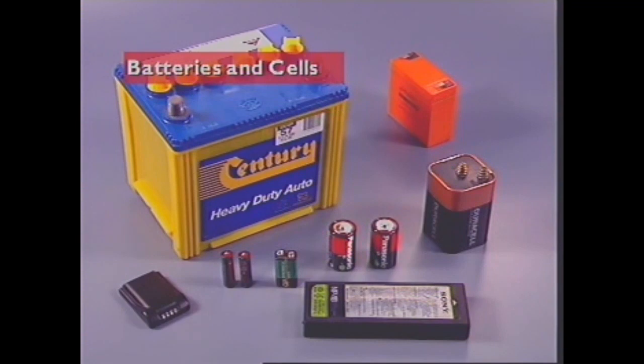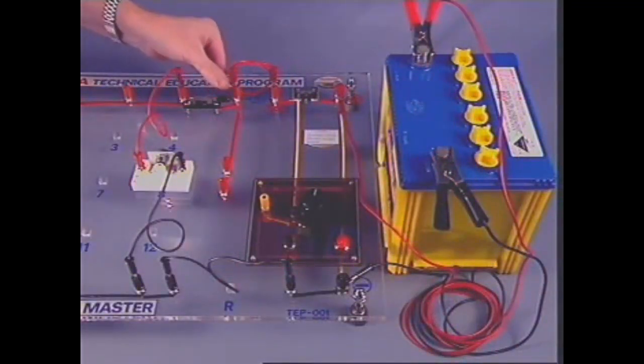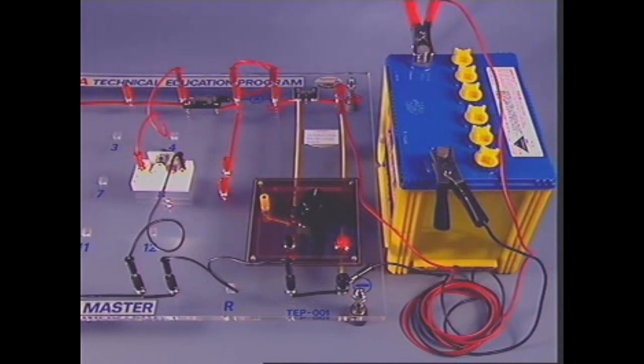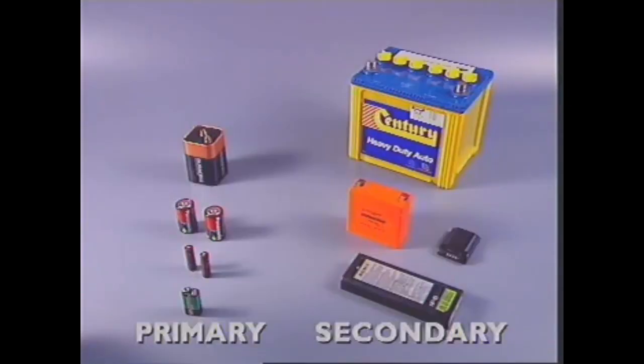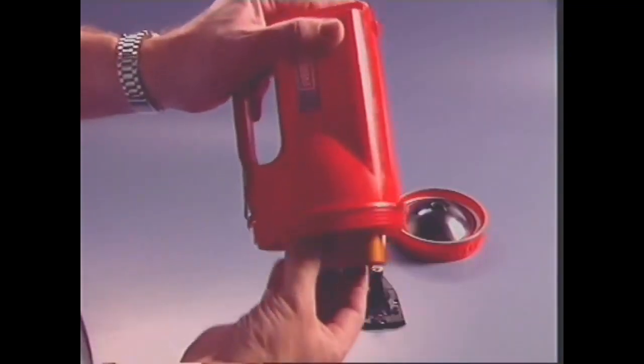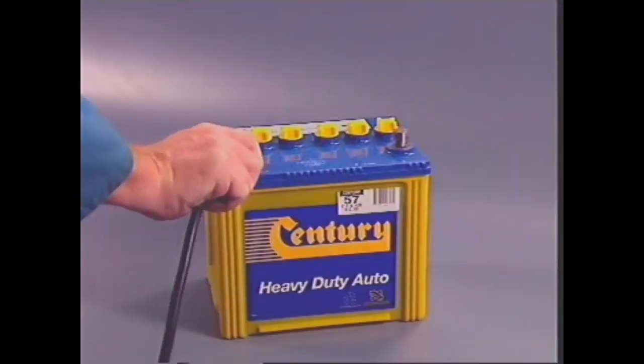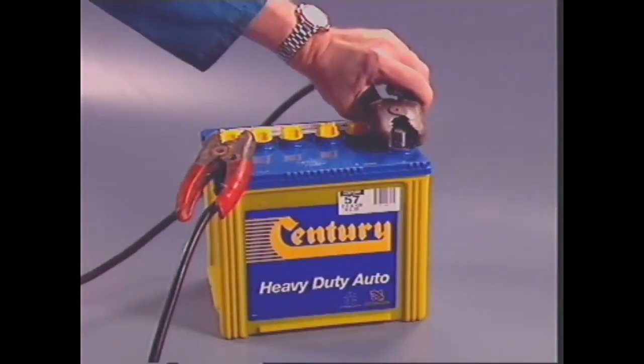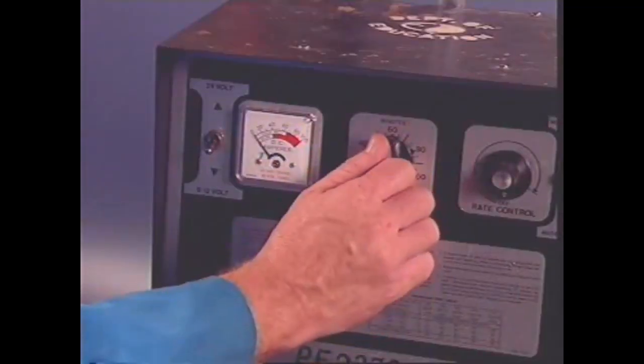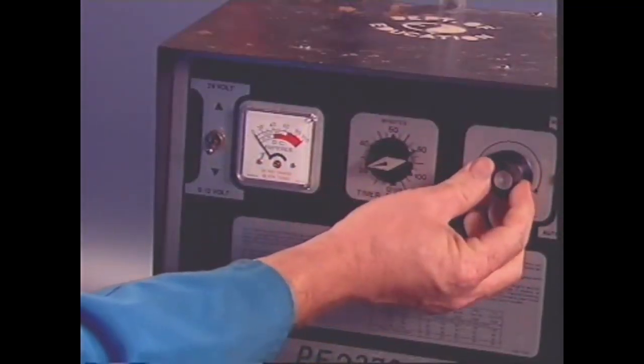This section examines batteries and cells. Electrochemical cells transform chemical energy into electrical energy. There are two types, primary and secondary. In a primary cell, this transformation is not reversible, and the cell is discarded at the end of its life. In the secondary cell, the transformation is reversible, and it can be recharged.